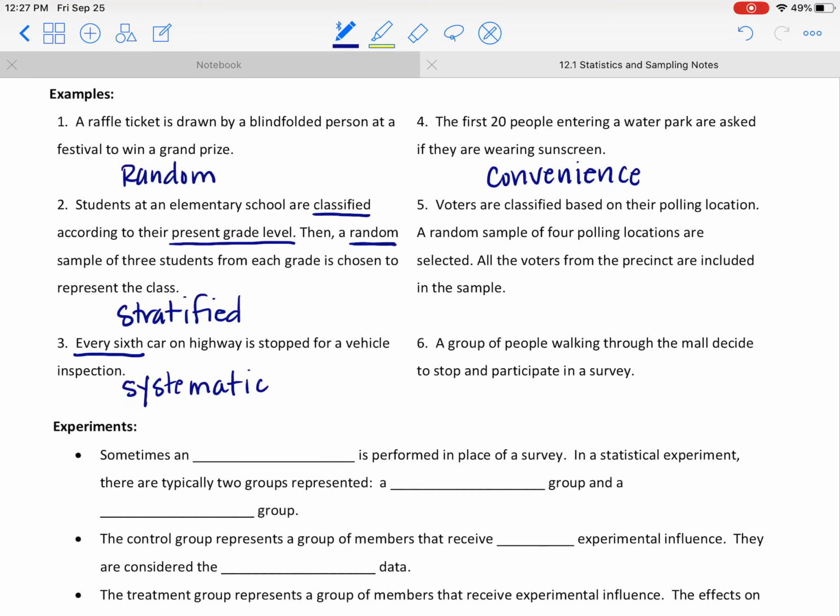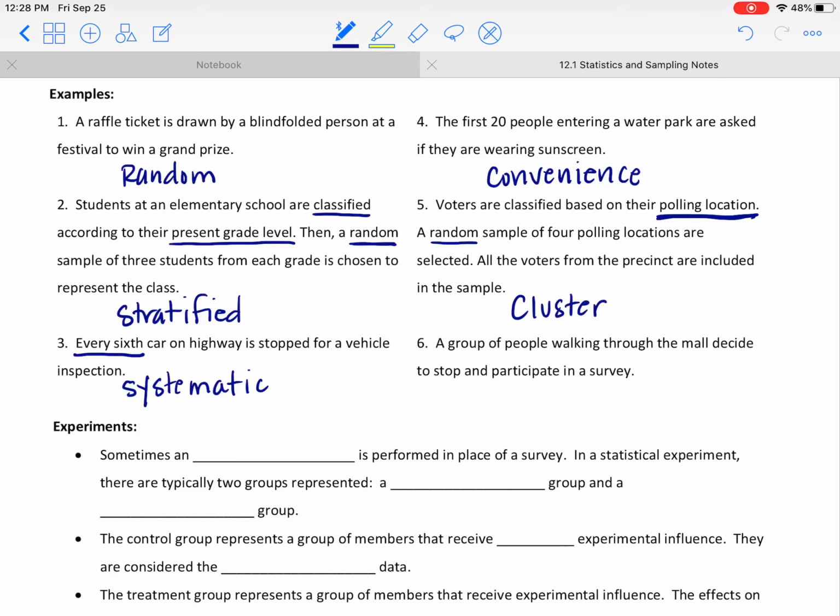Okay. How about number 5? It says voters are classified based on their polling location, and then a random sample of 4 polling locations are selected. All voters from the precinct are included in the sample. So again, you've got random here, but we have voters classified based on their polling location. So if it's based off location, we're going to call this a cluster sample. This is a cluster survey, but it creates a cluster sample of people.